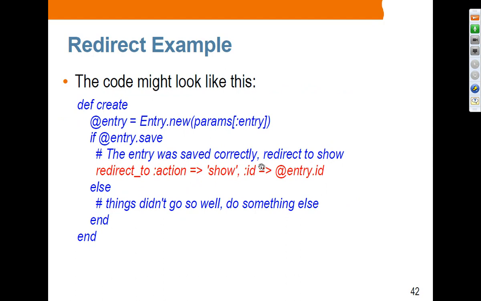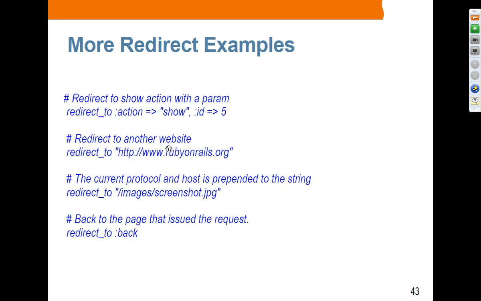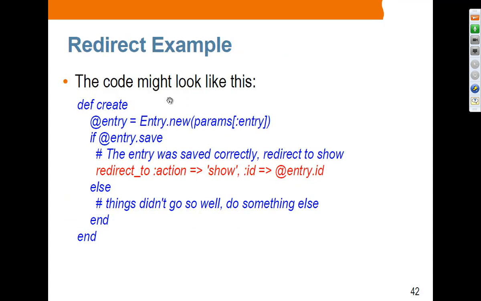So this is an example. Suppose you created a new entry, so you get the entry from the user, then you create a new entry, and once that is done, you save it, and once you save the entry, then you want to redirect to the show action to display that particular user that has just been added. Okay, so this is typically what you want to do. And we're going to explain why this is important later on.